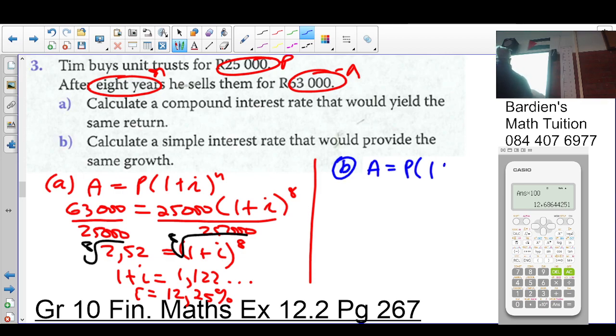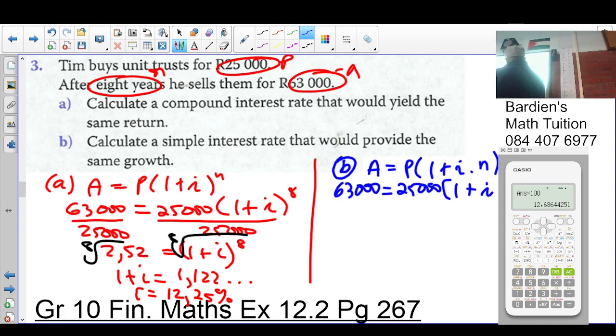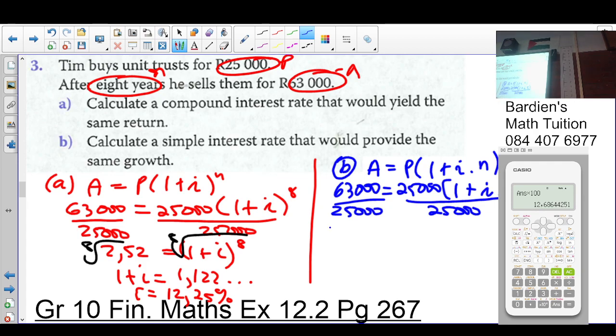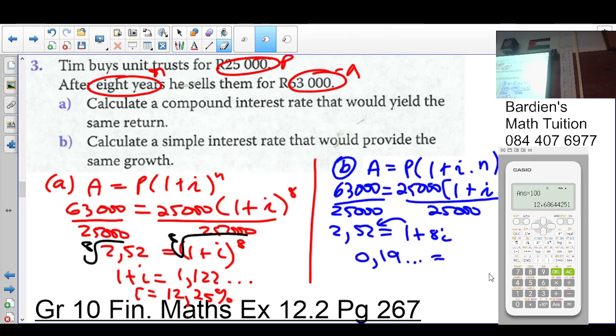Then we're looking at the simple interest that would give you the same return. So A is equal to P into 1 plus i times n. So it's going to give you 63,000 equals 25,000 into 1 plus i times 8. So I divide both sides by 25,000. 2.52 is equal to 1 plus 8i. Minus 1, divided by 8, 0.19. So 0.19 is equal to i. So your rate is 19%. Okay.